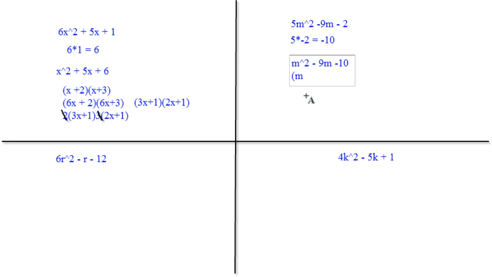That would possibly be a positive 1 and a negative 10. Then we put the 5 back in, so we get 5m plus 1, and 5m minus 10. Now you can see in the first one we can't factor out anything, so we leave it as 5m plus 1. But in the second one we can factor out a 5, and we're left with m minus 2.